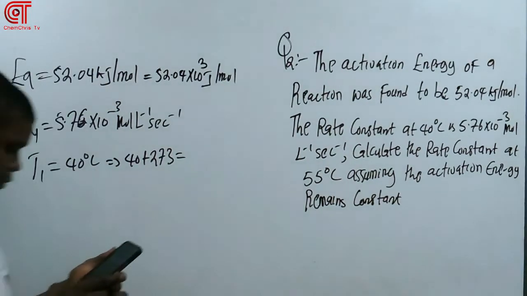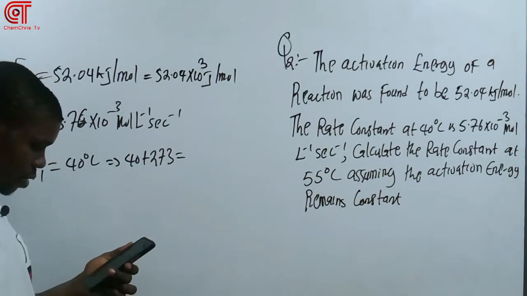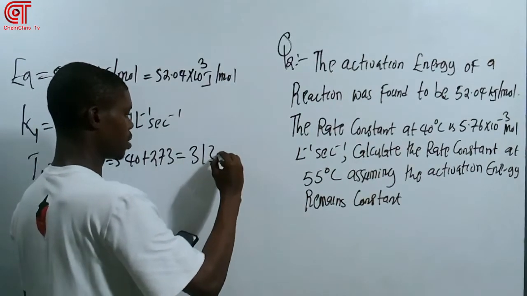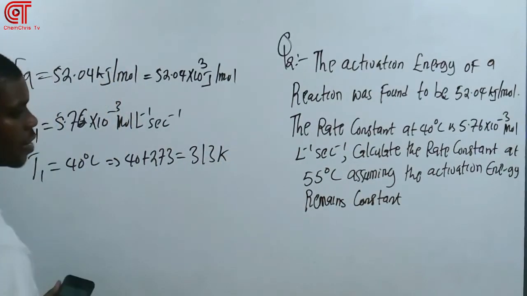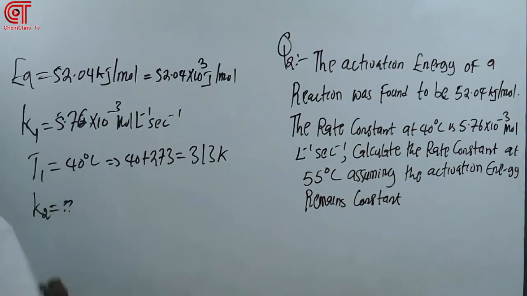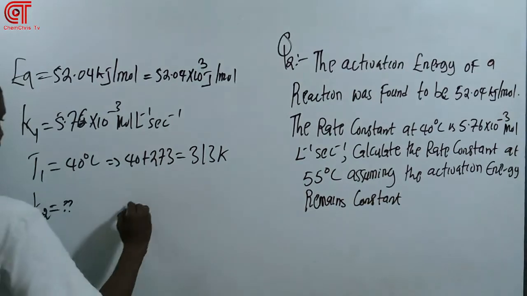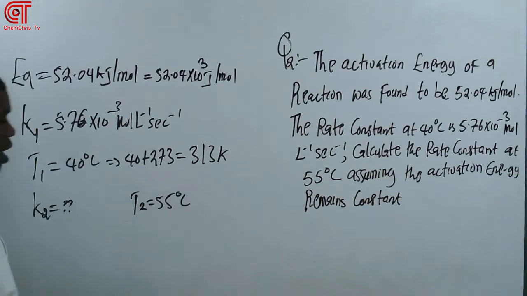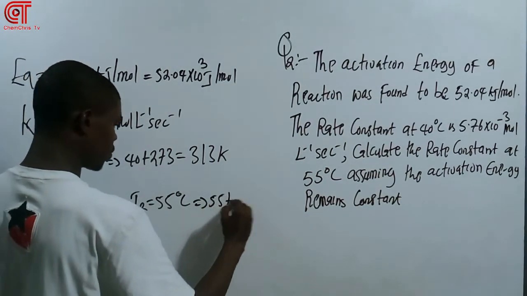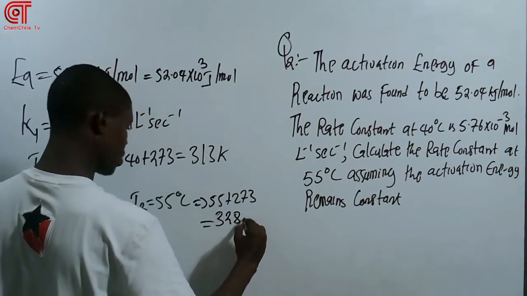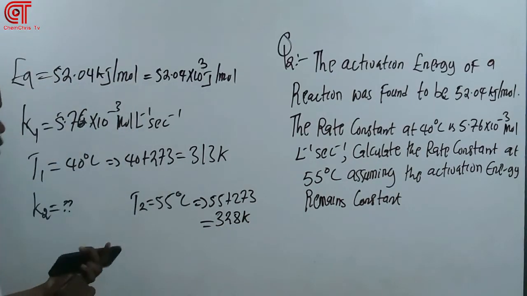So here we have 40 plus 273, which gives 313 Kelvin. Now, to calculate the rate constant, which is K2 that you are looking for, my T2 is going to be 55 degrees centigrade. Of course, I'm still going to convert to Kelvin, which is 55 plus 273, 328 Kelvin. Do you get that? So these are our parameters.